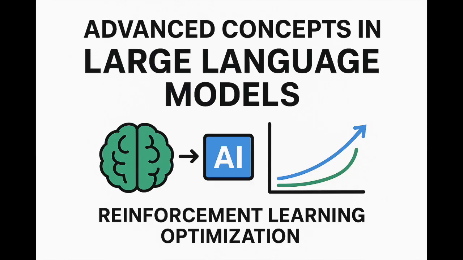GQA with one group is MQA: max speed, maybe less quality. G equal to the number of heads is MHA: max quality, slower. Precisely. GQA lets you tune that trade-off. Find a sweet spot, maybe G4 or G8, where you get quality almost identical to MHA, but speeds much closer to MQA. It's become pretty standard now.